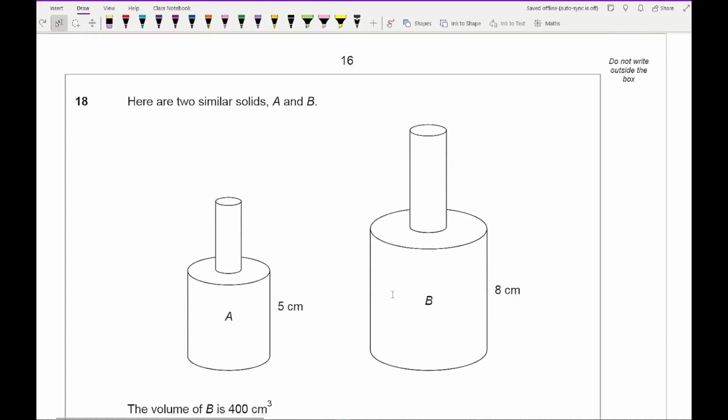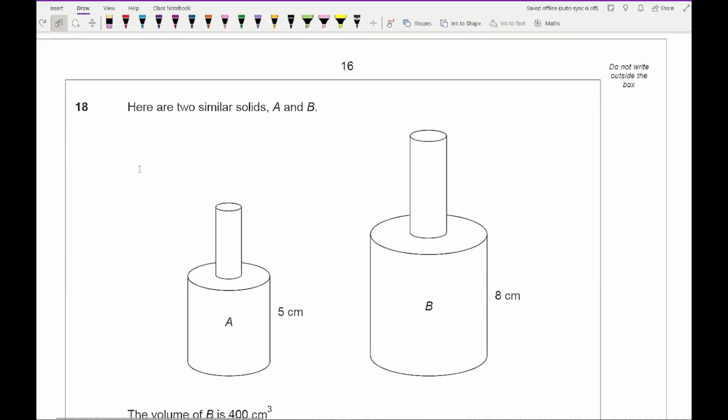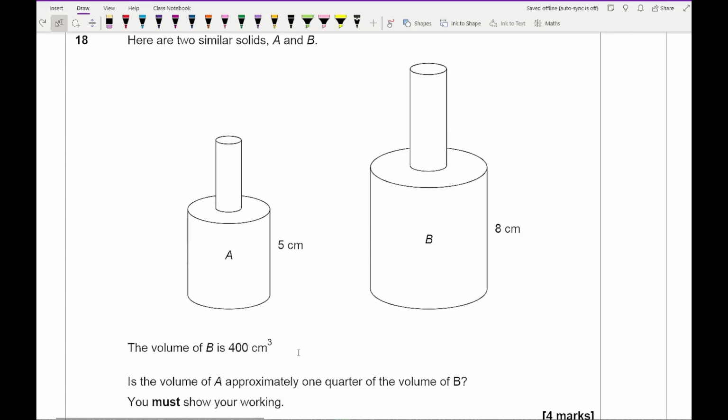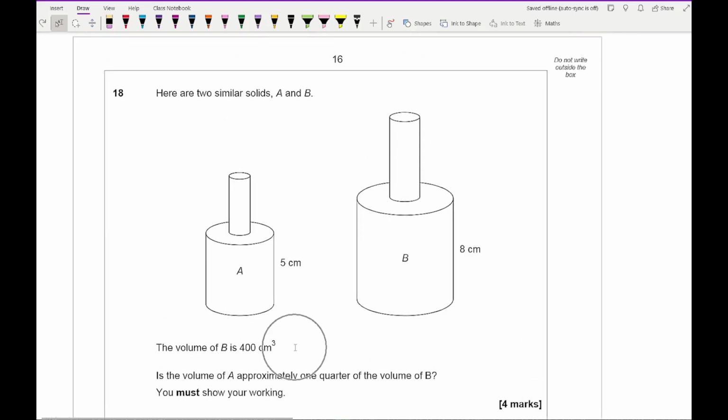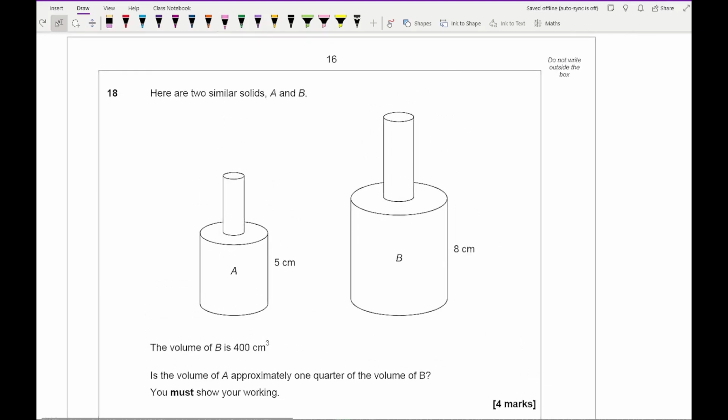Moving on to question 18, it says here are two similar solids, A and B, and the volume of B is 400 cubic centimeters. Is the volume of A approximately 1/4 the volume of B? So if I just zoom that out first. Now we know that they're two similar solids, so we need to work out the volume of A. First thing I need to do is recognise that the length scale factor is 8/5. So that means that the area scale factor is going to be 8/5 squared, and the volume scale factor, which is what I need, is going to be 8/5 cubed.